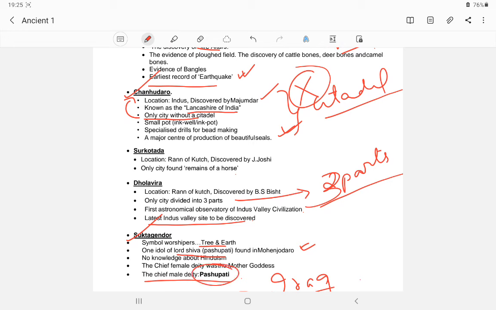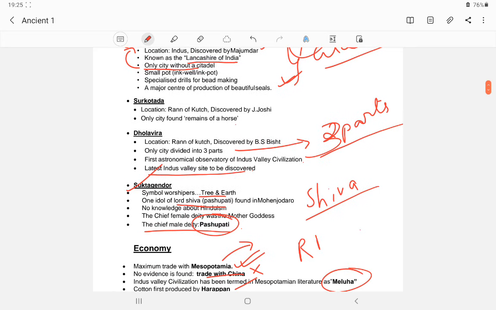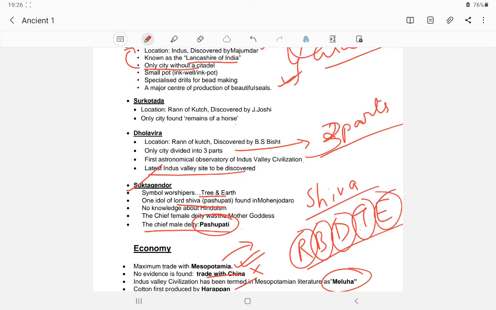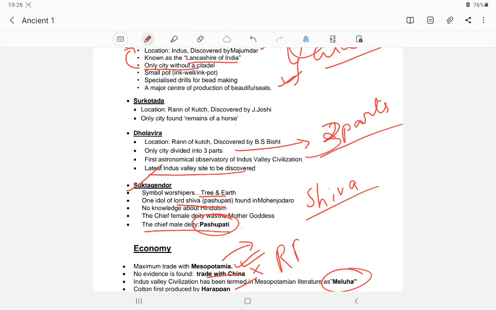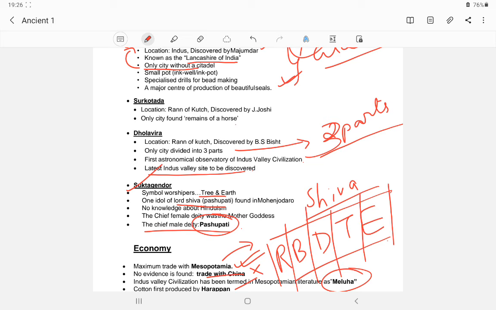Symbol worship in the Harappan civilization: the main god is Pashupati, the prototype of Shiva. Pashupati is surrounded by animals, that is rhino, bull, deer, tiger and elephant. So remember this abbreviation, RBDTE, to connect it with Pashupati, the lord of animals.